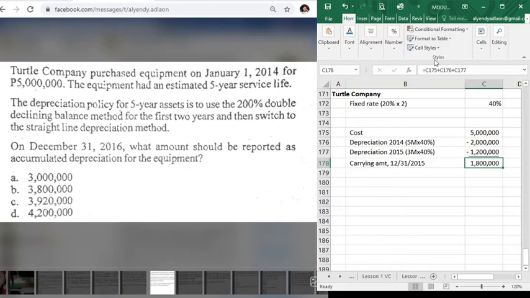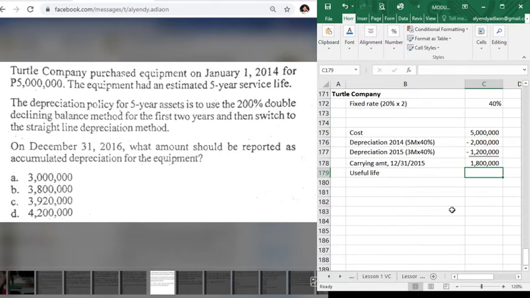Okay? To compute the straight line method, di ta mag-base sa cost nga 5 million but rather sa carrying amount nga 1,800,000 because class, nag-change naman good ang iyahang depreciation method. Now, to compute for the depreciation in 2016, we have carrying amount divided by the useful life. Pila na lang kaya ang useful life?